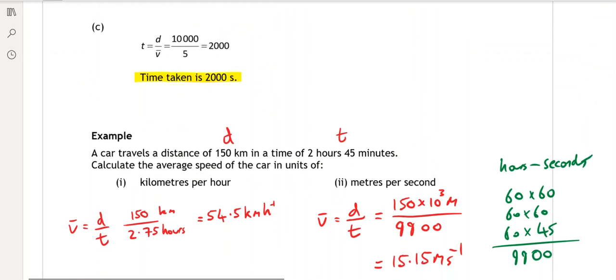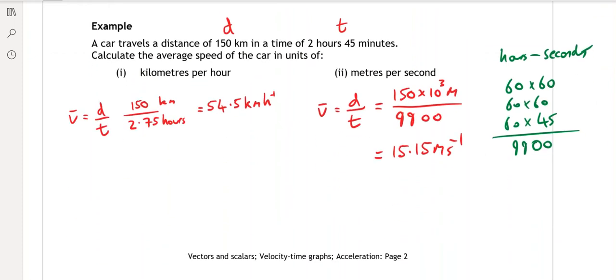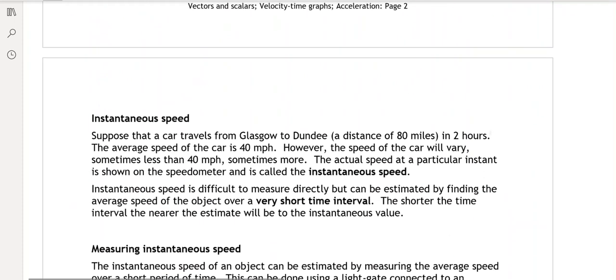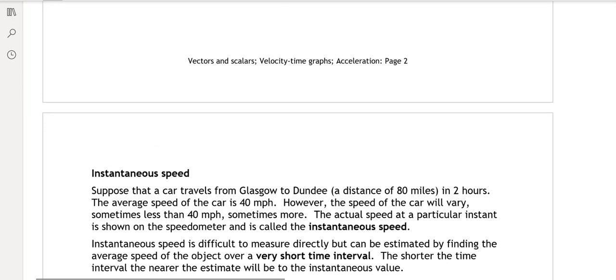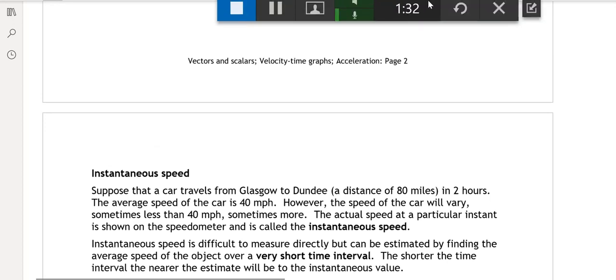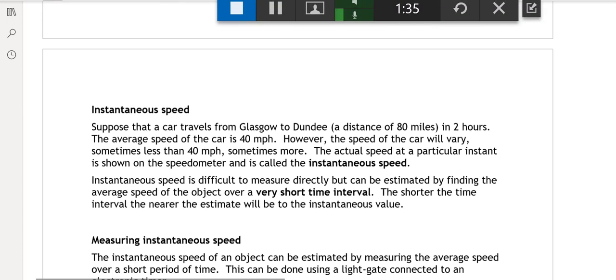So back to today. We have completed our worked examples and you should have completed the questions on average speed. We're moving on to a slightly different topic today, and that is the topic of instantaneous speed. Now, we're familiar with average speed, as in our speed over a whole distance.